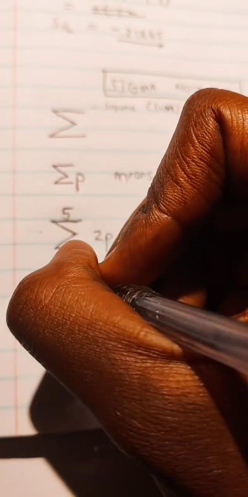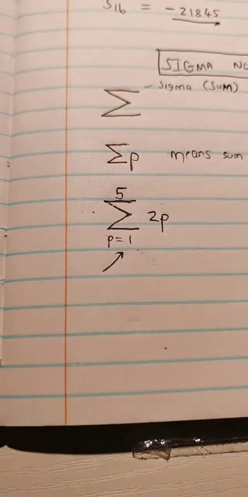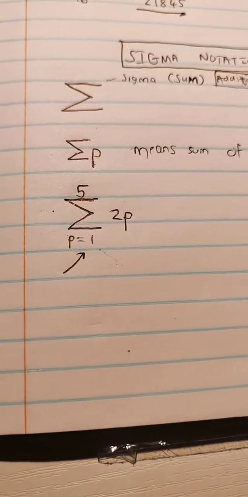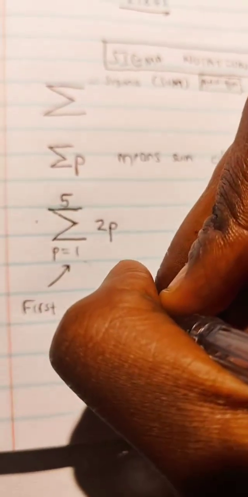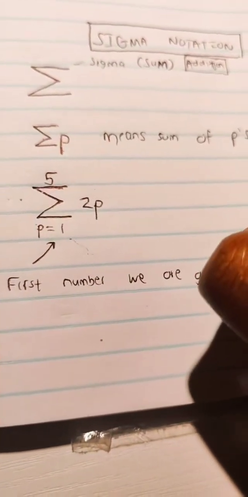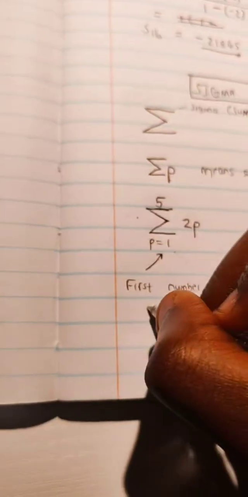I want us to understand what the number at the bottom actually means. The number at the bottom simply refers to the first number that we are going to substitute into the formula. Which formula?